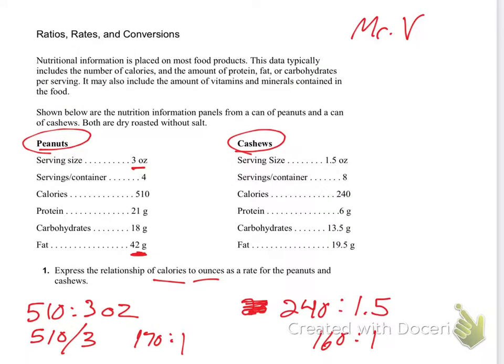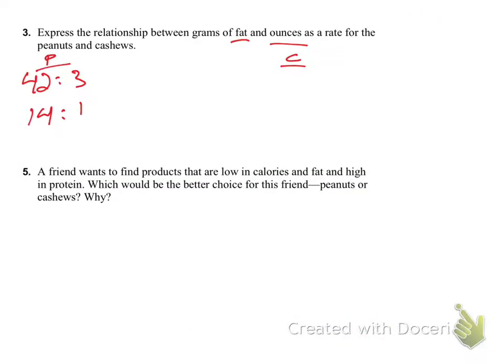I am looking at 19.5 for every 1.5. So then I would write that as 19.5 for every 1.5. And if I divide 19.5 by 1.5, it's 13, so you get 13 for every 1.